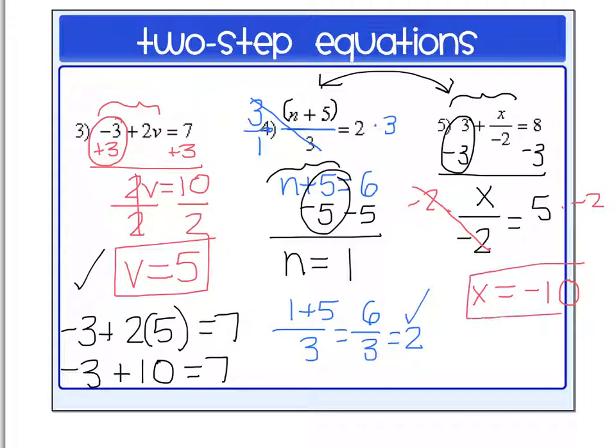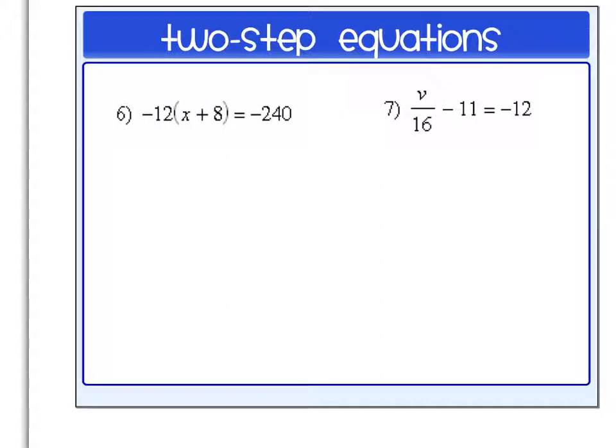If I wanted to check over my answer, I could plug this back in. I'm going to just plug it in right up top. Negative 10 over negative 2 gives me a positive 5. Let me bring the rest up. And 3 plus 5 equals 8. So it works.